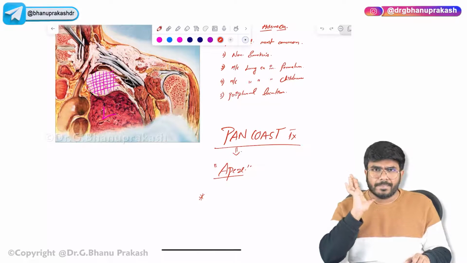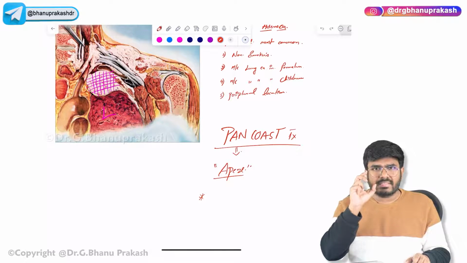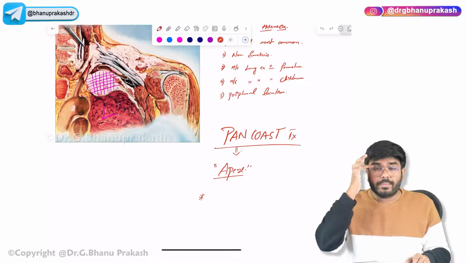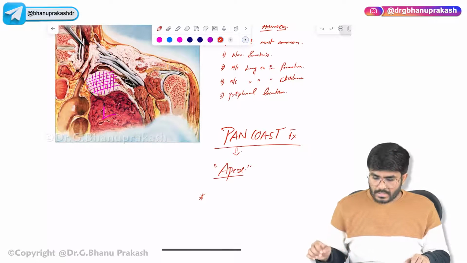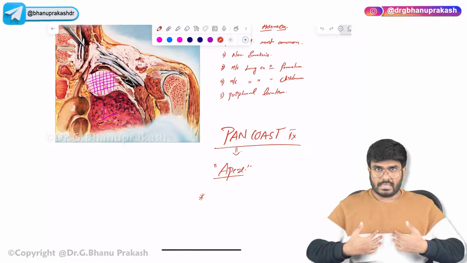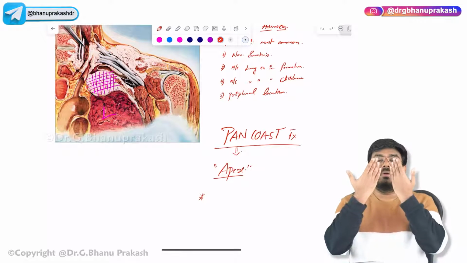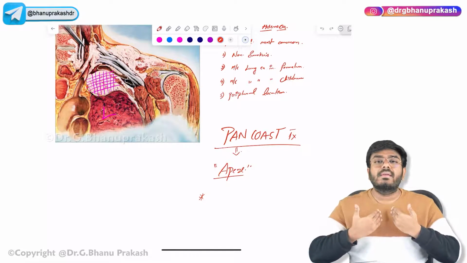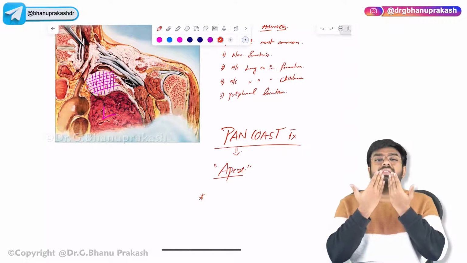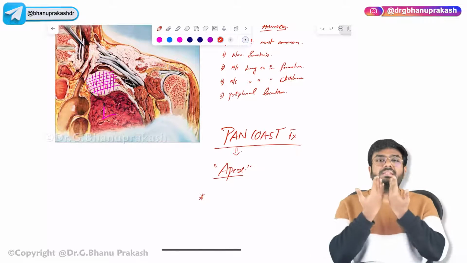Sweating, mainly sweating, dilation of the pupil, that is mydriasis, and keeping the eyelid open. Okay, that's also a sympathetic activity. Now the sympathetic nerves, they will ascend up through the neck. These sympathetic nerves will go into the head and neck like this.